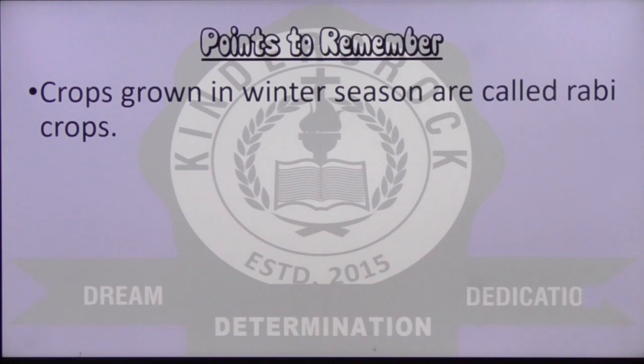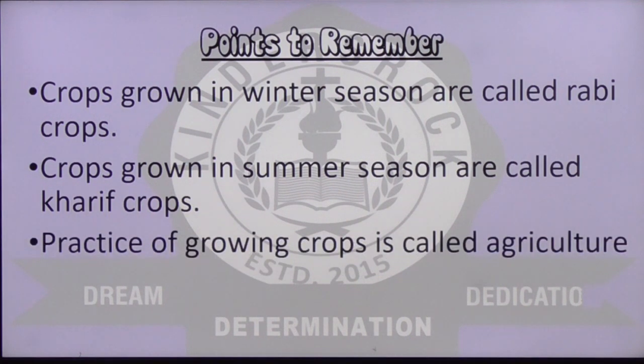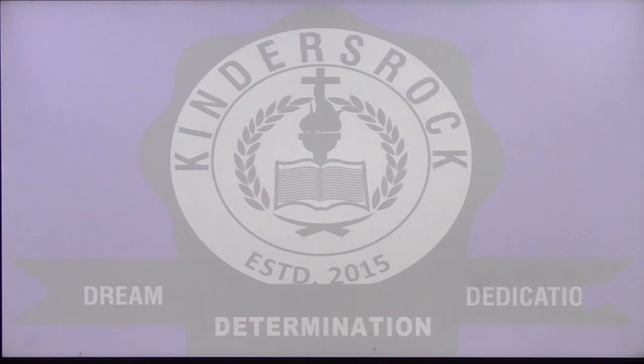Crops grown in winter are called Rabi crops. Crops grown in summer are called Kharif crops. Remember that. And the practice of growing crops is called agriculture. These are the 3 important things that you should remember, especially in this part of the video. Now let us do some exercise.